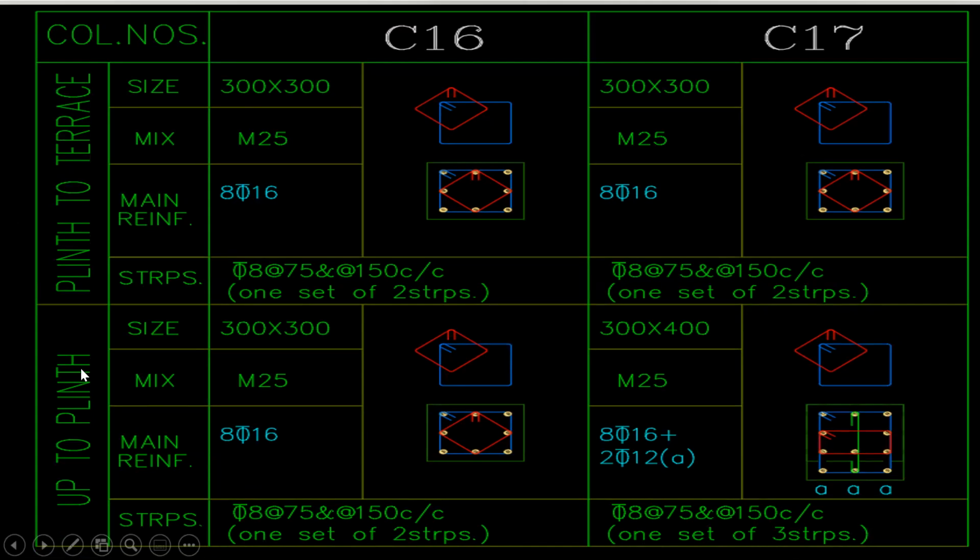Up to the plinth level, you will be given this drawing. And from the plinth to terrace, again, this is your column. So let us say up to plinth level, I need to use the column size as 300 by 300. The grade to be used is M25. And the bar should be 16 diameter bar of 8 numbers. That is why you can see 1, 2, 3, 4, 5, 6, 7, 8. So all these are 16 diameter bars of 8 numbers. And how many stirrups do you have to provide?